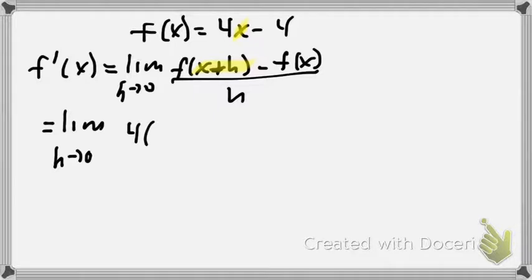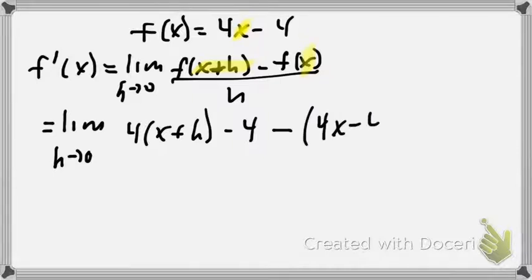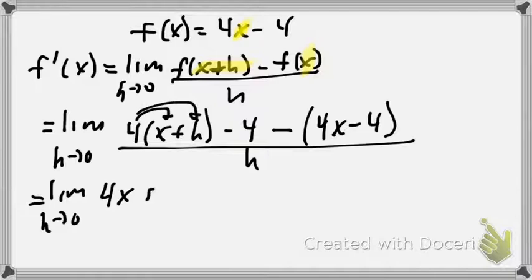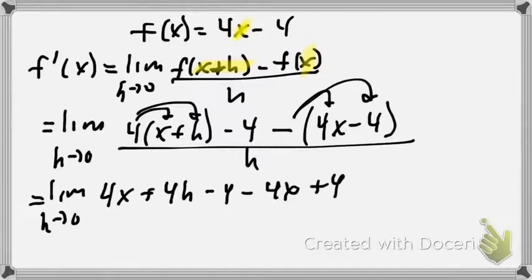So you're going to have 4 times x plus h minus 4, and then minus, take x, plug it in for x, so you just get your function, and then we're dividing that by h. Distribute the 4, so 4x plus 4h minus 4, minus, distribute the negative, 4x plus 4, all over h.